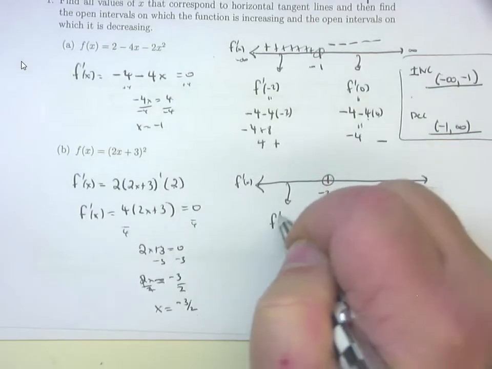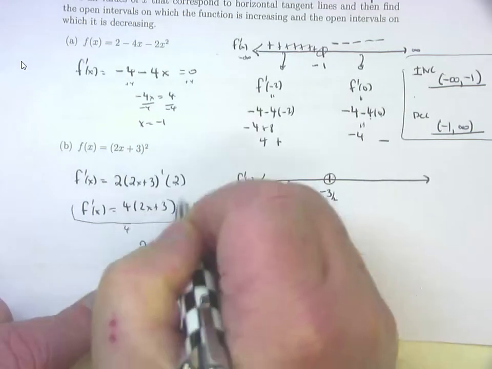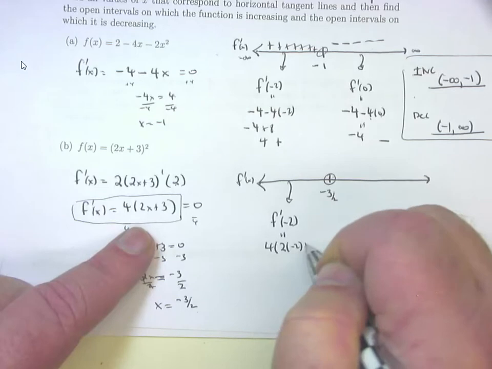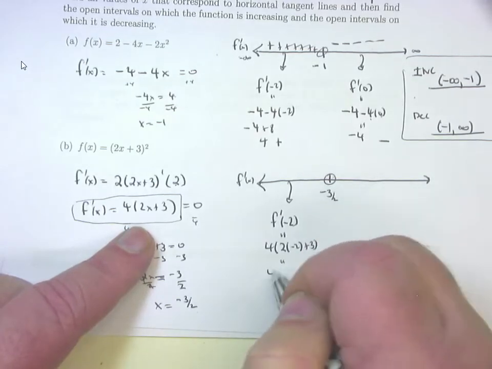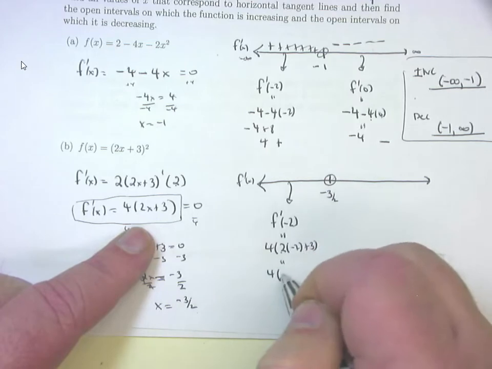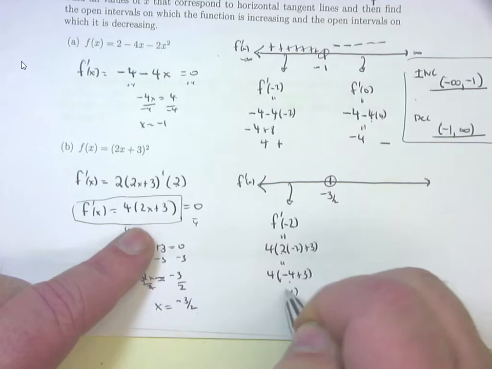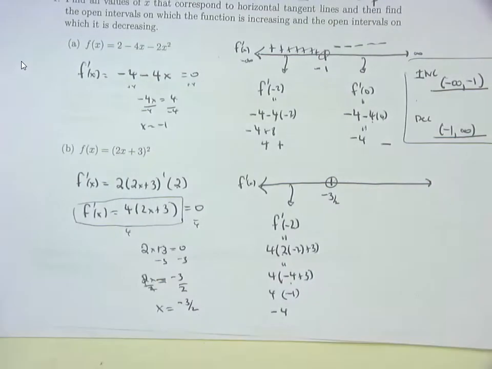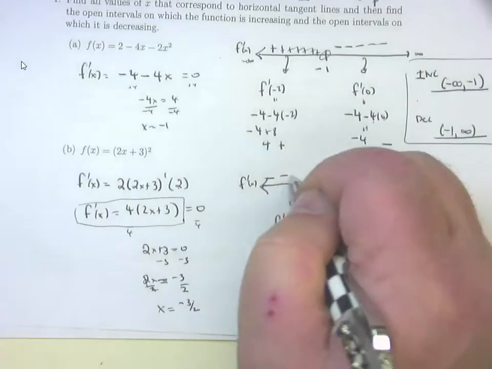So f prime of negative 2. This will be plugging it into my derivative right here, which will be 4 times 2 times negative 2 plus 3. That'll be 4 times 2 times negative 2 is negative 4 plus 3. Negative 4 plus 3 is negative 1 times 4 is negative 4. I don't care what the number is. What's the sign of it? Negative. So everybody in that interval is going to be negative.